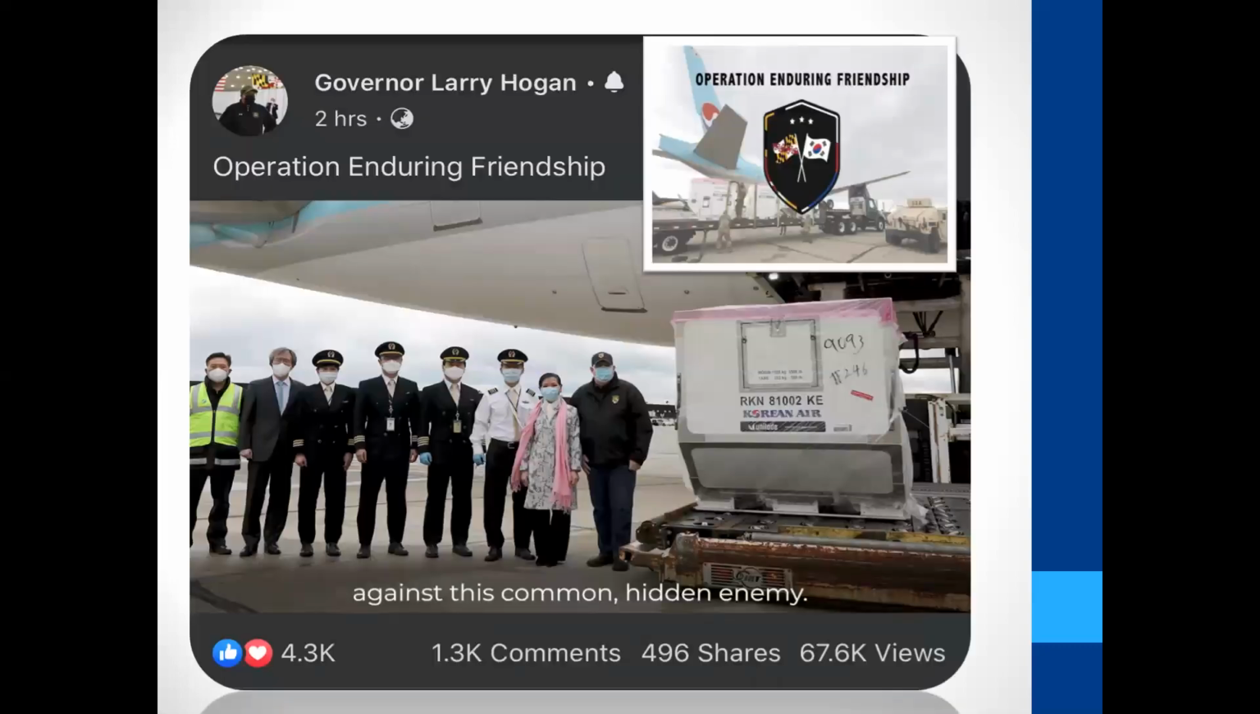Last night, I saw the press conference of Governor Larry Hogan, the governor of Maryland. He and the First Lady coordinated Operation Enduring Friendship, in which the capacity to test 500,000 people using Korean-manufactured COVID-19 test kits was delivered by Korean Airlines directly to his state. I hope that this type of cooperation and effort will be the enduring legacy of South Korea's battle against COVID-19.